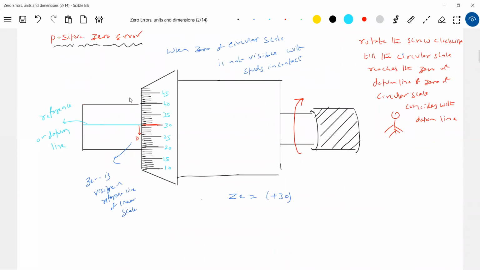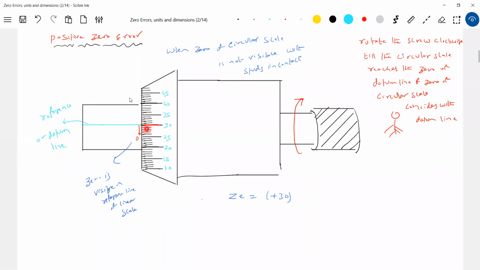So here you see, as you rotate like this, how many divisions? The zero is somewhere here, no? So 30 divisions will pass by the time zero appears here. Then this particular screw will be here, almost near zero. Just it will be visible. So that is the positive zero error. Zero visible, no problem, above reference and below reference.